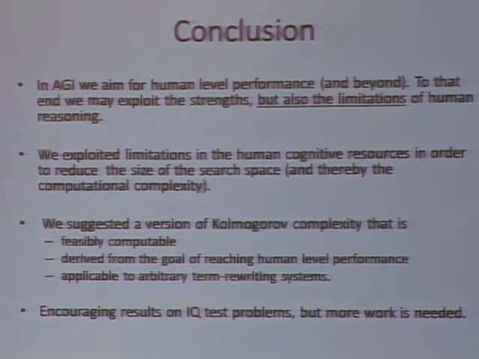So we suggested a version of Kolmogorov complexity, a bounded version that is feasibly computable, directly derived from the goal of reaching human level performance, and applicable to arbitrary term rewriting systems. And we got some encouraging results on the IQ test problems, but more work is needed here, I think. Yeah, thank you.